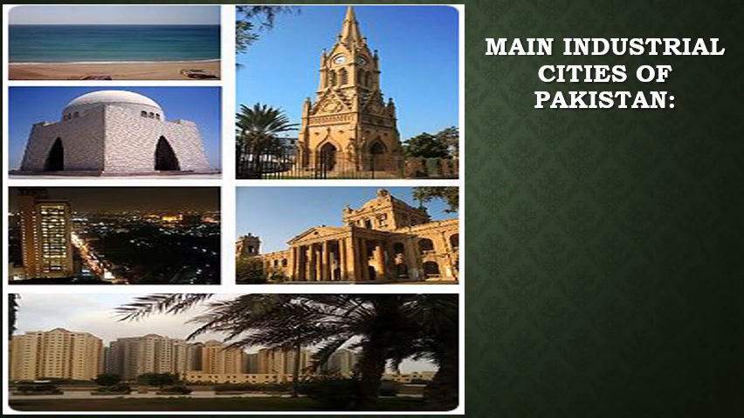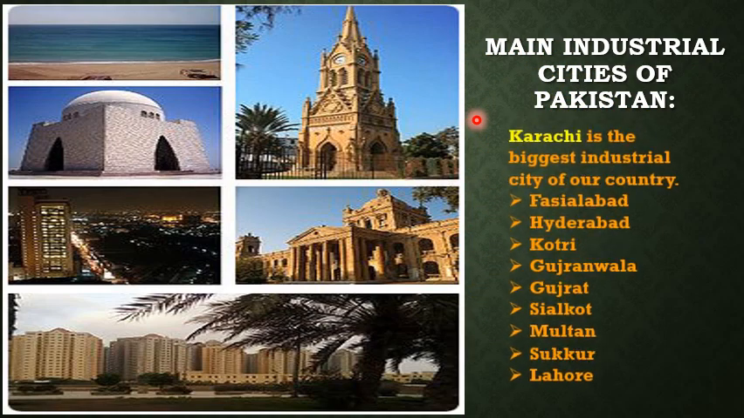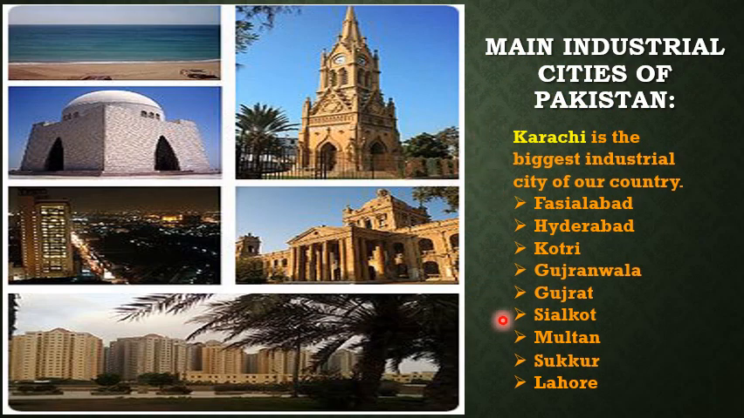On page number 57, we have learned about the main industrial cities of Pakistan. There was a paragraph in which the main industrial cities of Pakistan were written, and the main industries are these. Now from these, Karachi is the biggest industrial city of our country, and apart from this, Faisalabad, Hyderabad, Kotri, Gujranwala, Gujrat, Sialkot, Multan, Sukkur, Lahore, these are all industrial cities of Pakistan.